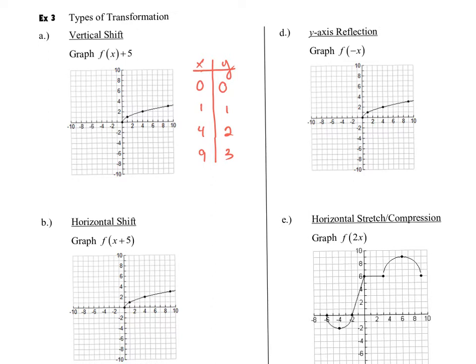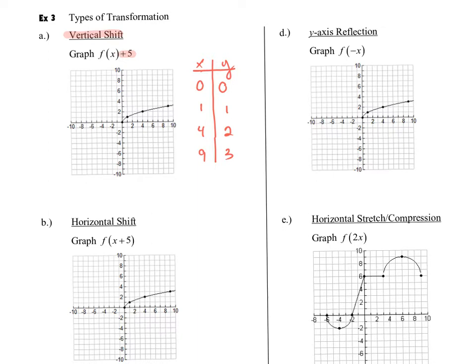So this transformation is going to be our vertical shift, and we can recognize that there's a vertical shift when I have a value that's being added or subtracted to the function itself. It's outside of our function. That means that all of our x values are going to stay the same, but all of our y values are going to be changed by that 5.